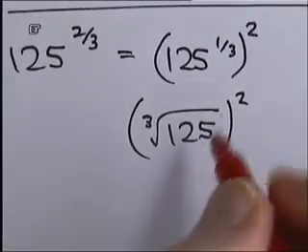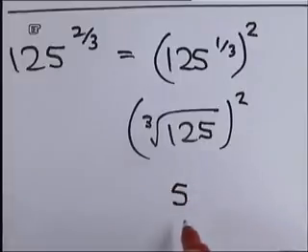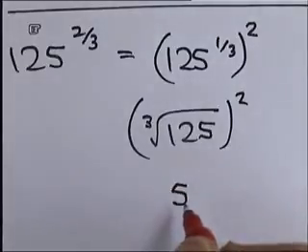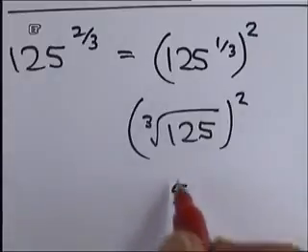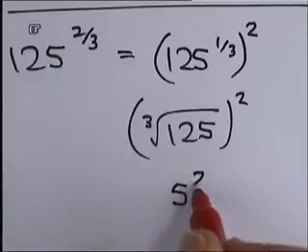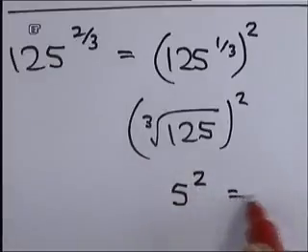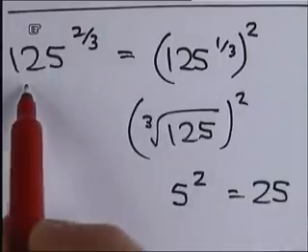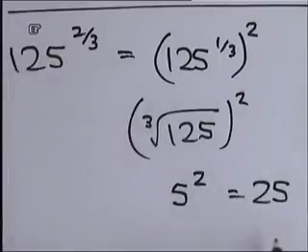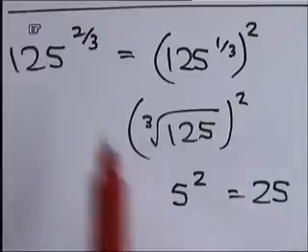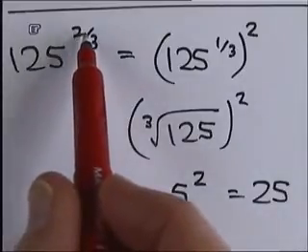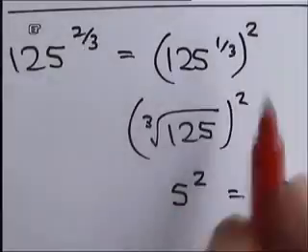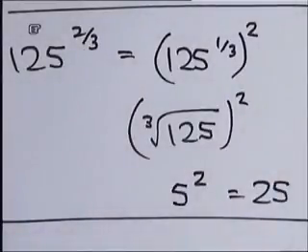The cube root of 125 is 5, because 5 times 5 times 5 is 125. 5 times 5 is 25, times that by 5, you get 125. So that's what's inside the bracket, and that has to be squared. 5 squared is 25. So 125 to the 2/3 is 25. And the trick there was to make sure you put a 1 there to start with, and then the top number of the fraction goes outside the bracket.